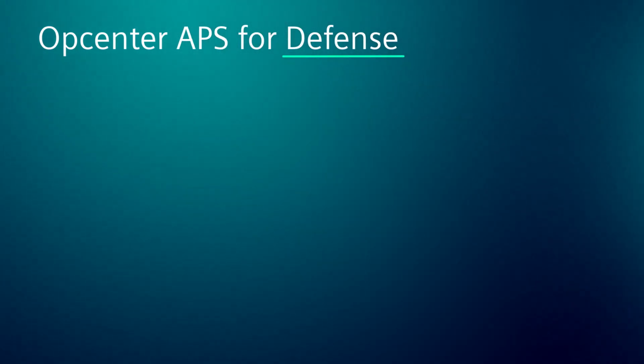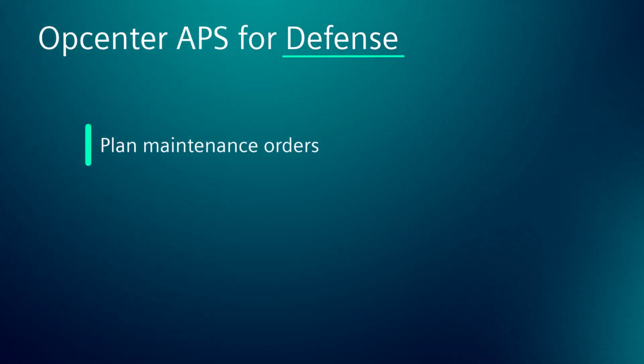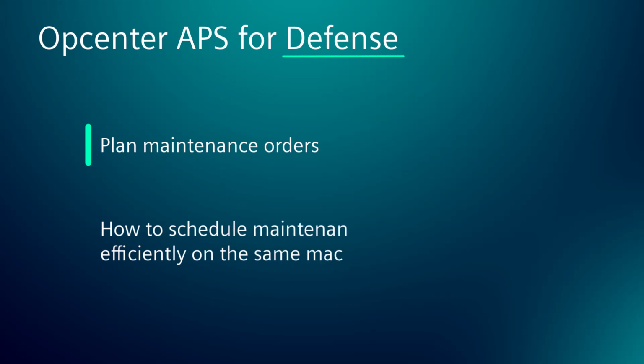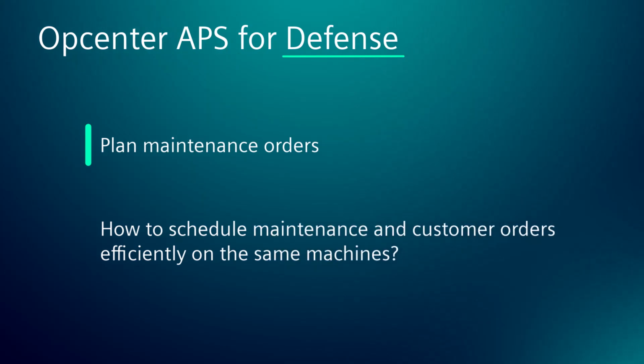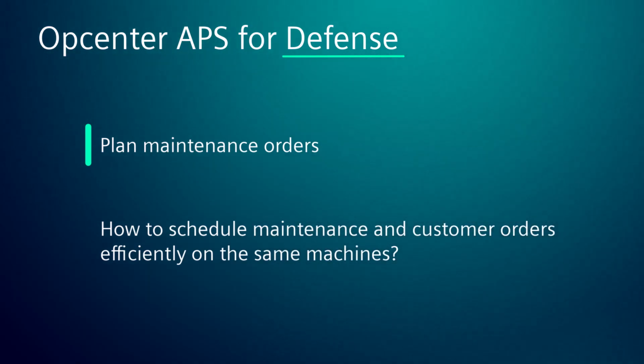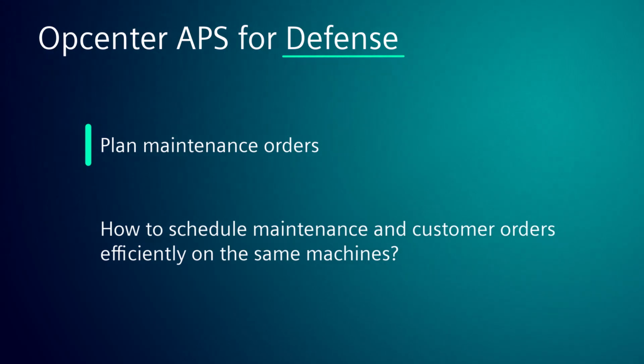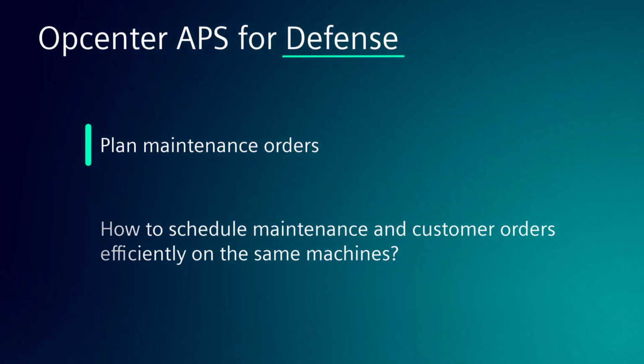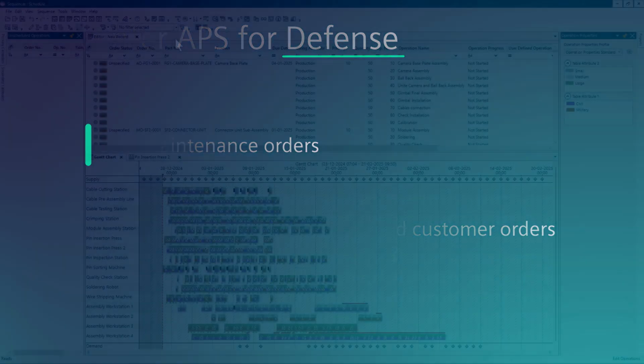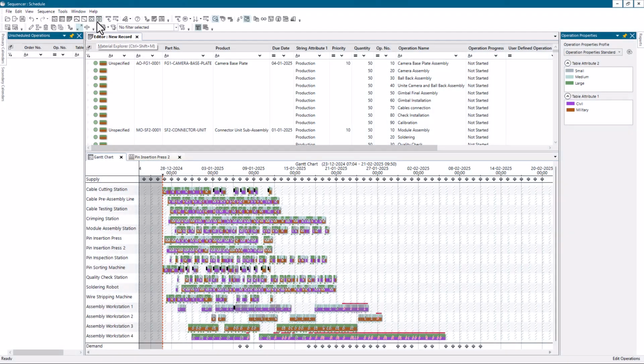Fourth, scheduling maintenance orders alongside customer orders on the same machines. In defense manufacturing, maintenance can't be ignored. Equipment needs to be serviced on a schedule, and those maintenance orders compete for machine time with your production orders. The challenge is keeping both on track. Here's one way to handle it.